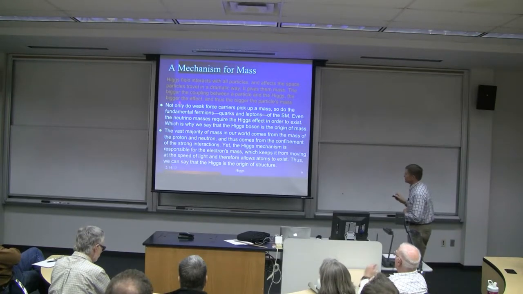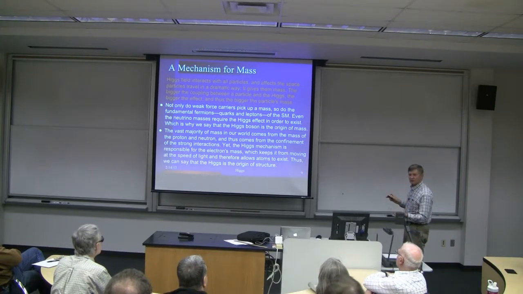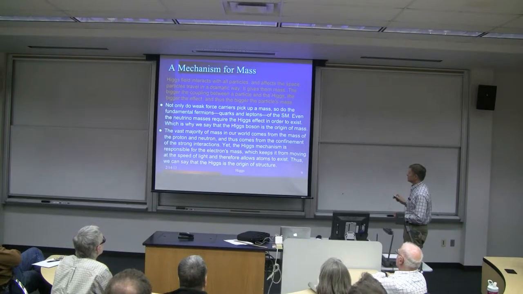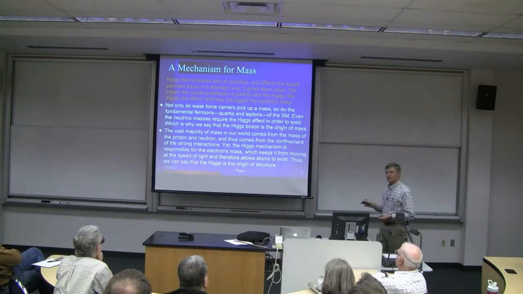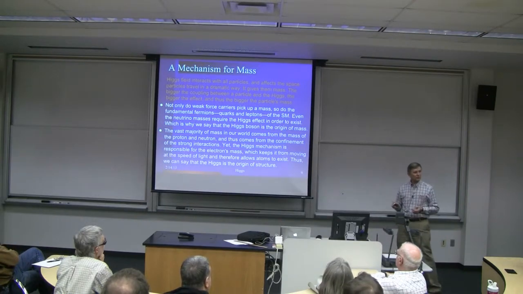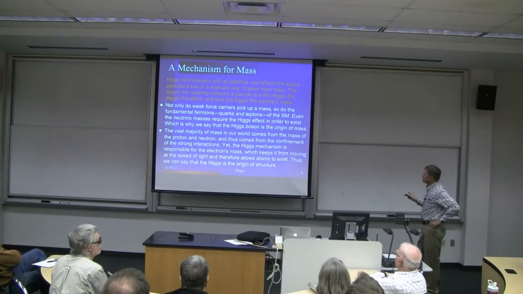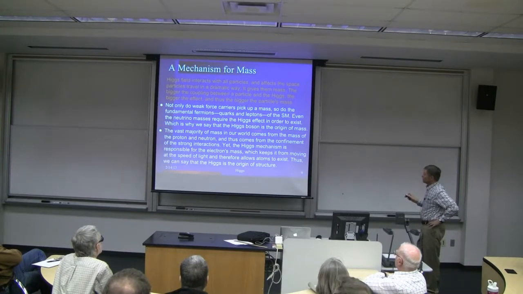So it turns out not only do these weak force carriers, the W and Z, pick up a mass, they're heavy, they interact with this field. Even the neutrinos that can travel right through the Earth. There are lots of experiments studying how the neutrinos interact with matter at different angles as the Earth spins and they're coming from the sun to experiments. So we say that the Higgs boson, if you can find it, it's really the field, but the Higgs boson is the origin of mass.